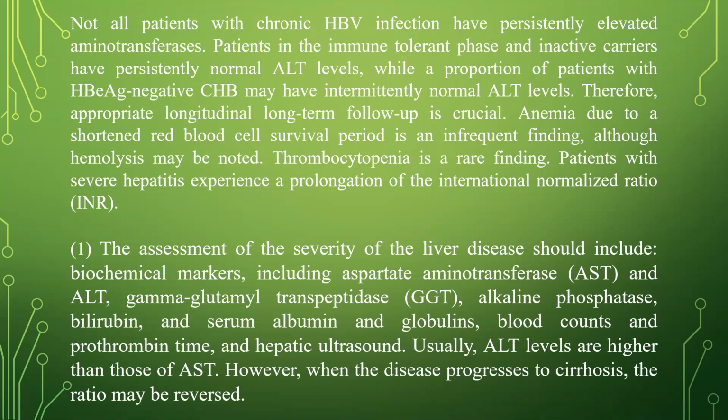Usually, ALT levels are higher than those of AST. However, when the disease progresses to cirrhosis, the ratio may be reversed. Serum albumin and globulins are required to evaluate synthetic function of the liver and severity of the damage. Blood counts and prothrombin time, the same story, it's synthetic function of the liver. Hepatic ultrasound helps to understand severity of fibrosis and the damage of the liver cells.